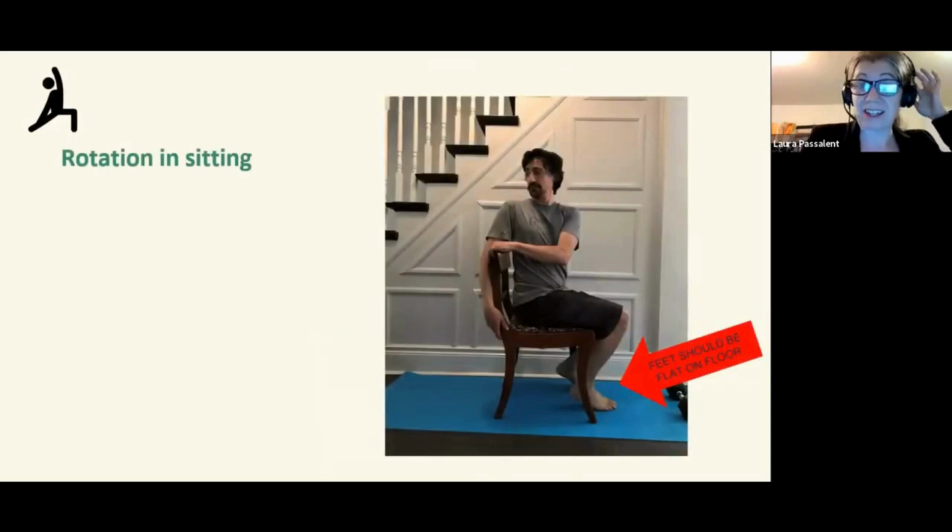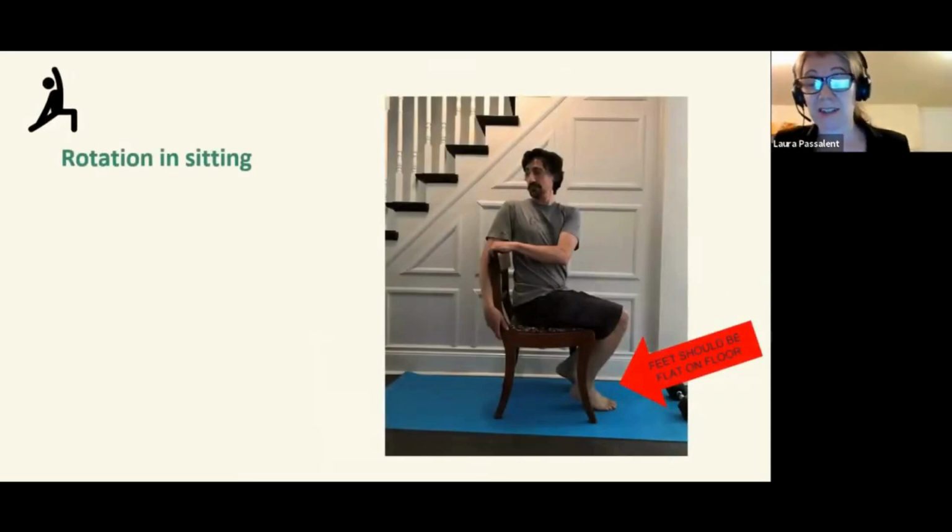The last one is a stretch, and this is a rotation in sitting. Again, I like this because it's a combined movement and it's functional. We need to be able to turn and talk to people. We need to be able to back the car out of the driveway. In this particular case, you're sitting with your bum a little bit further on the chair, and you can use the chair to help increase your rotation. You can hang on to it and pivot around.